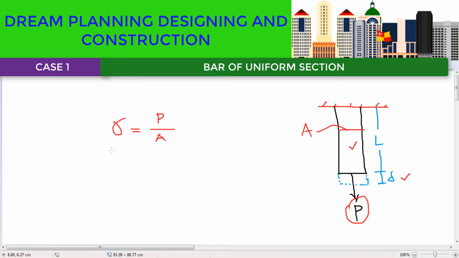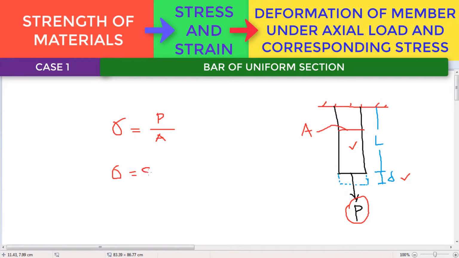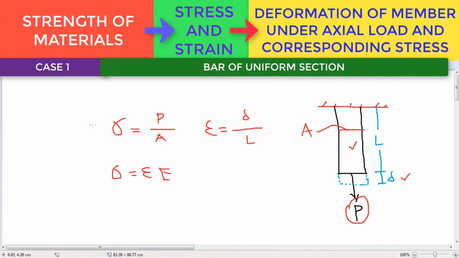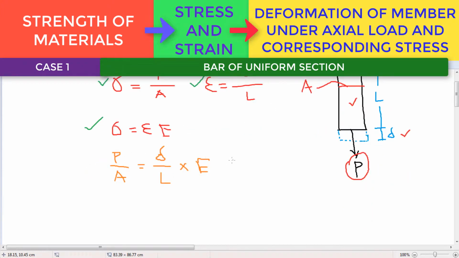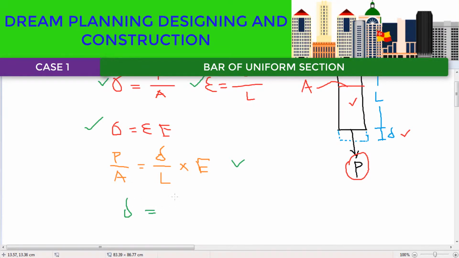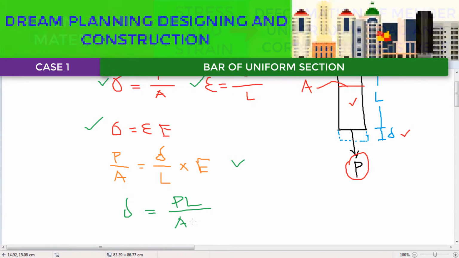We know the relation between stress and strain, that is sigma equals strain into E. Here strain equals, you know, the change in length by the original length. Here the change in length is del and the original length is L. So I just put this stress and strain value in this relation. From this equation we can say that del equals PL by AE.